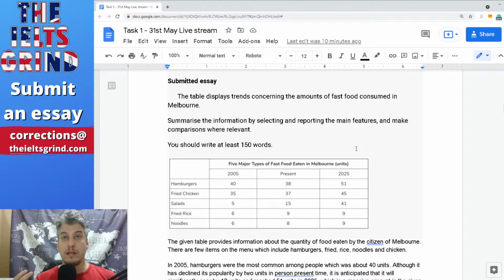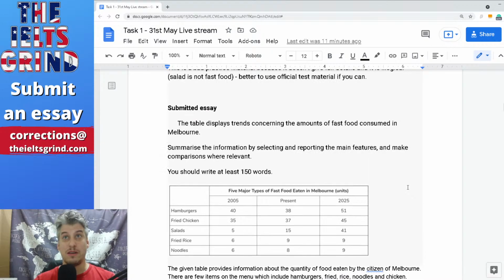It talks about 5 different types of food. We have hamburgers, fried chicken, salads, fried rice and noodles, and it gives us 3 different periods of time. We've got 2005, the present, which for me would be 2021. If I was taking this exam 5 years ago, it would have been 2016. That's what we mean by present here. And 2025.